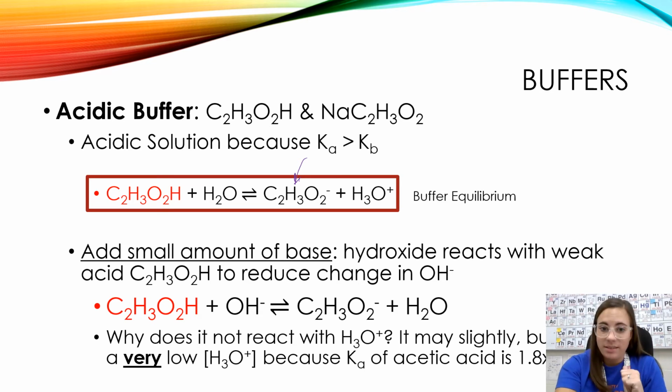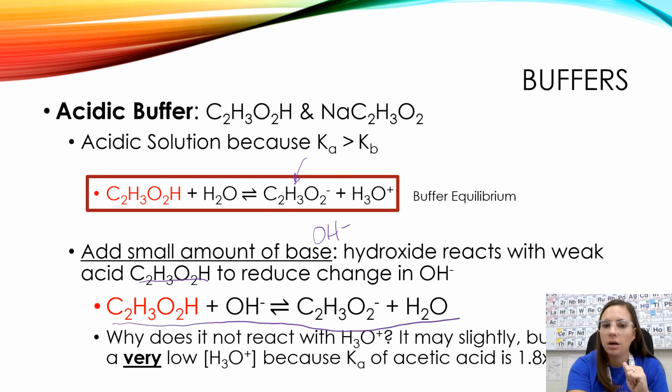If I add base to this, so I'm adding hydroxide ions, those hydroxide ions are going to react with the acid in this equation here, getting rid of that addition of hydroxide, which is going to keep the pH relatively the same. Okay? So I've had students ask in the past, well, wait a minute, hydronium would be a stronger acid than acetic acid, so why doesn't the hydroxide react with hydronium? Again, we've got to remember this is very reactant favored. So there is very little hydronium in this solution, while there's a ton of acetic acid. So it is the weak acid, acetic acid, that the hydroxide would react with.